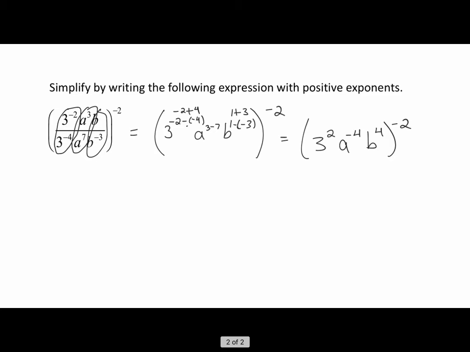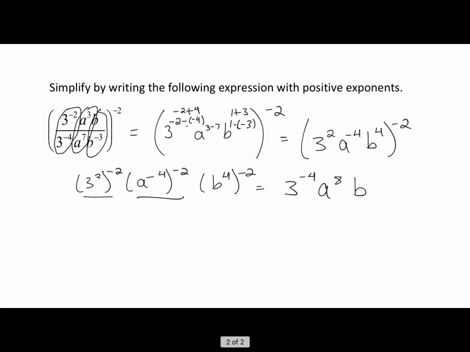All right. Now I'm going to do a product to a power. I'm going to give that negative 2 exponent to every factor in the base. So 3 squared to the negative 2, A to the 4th to the negative 2, B to the 4th to the negative 2. Then I've got a bunch of power rules. So base 3 will multiply the exponents. 2 times negative 2 is negative 4. Base A, if we multiply, negative 4 times negative 2 is positive 8. And base B, 4 times negative 2 is negative 8.